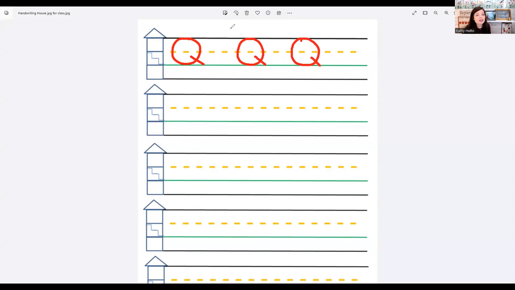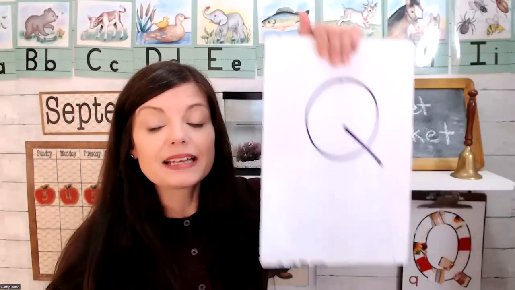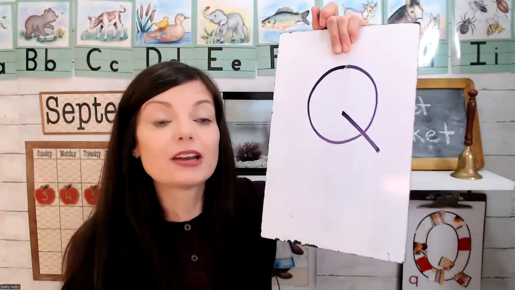This is the big letter, so that means it goes upstairs and downstairs on the handwriting house, but not in the basement. Okay, so that was the big letter Q, and let me show you the little letter Q.